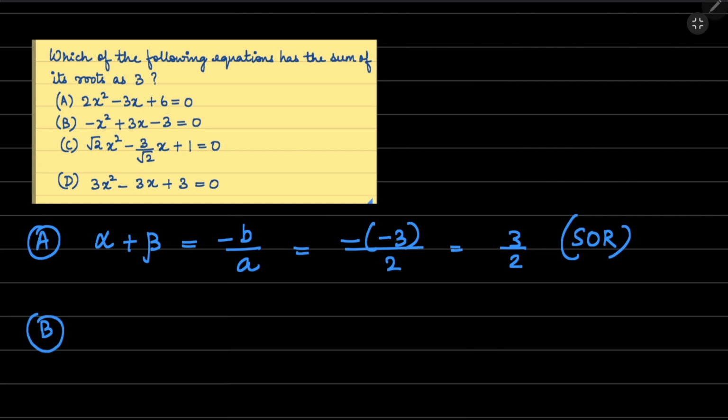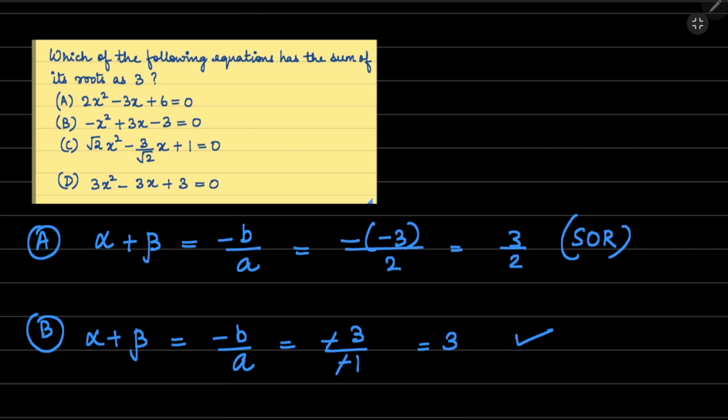Let's move on to equation B. Let's calculate the sum of the roots, alpha plus beta, which is minus B by A. So minus B is nothing but 3 in the second equation, right? This is your B. A is nothing but minus 1, right? If you cancel it, it becomes 3. So this is the given. You need not calculate the others.